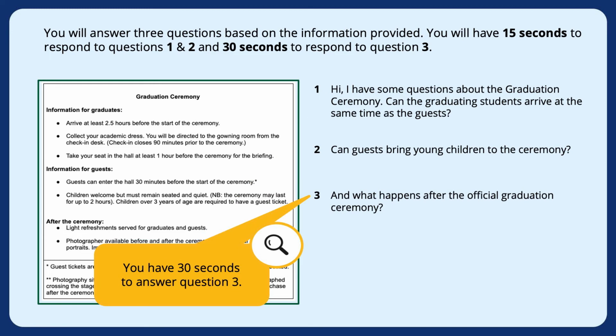Number 3 might ask a question like, what happens after the official graduation ceremony? And you'll have 30 seconds to answer this question using information from the text. So here, you don't want to just read the information from the text aloud. You want to turn it into your own words to answer the question.